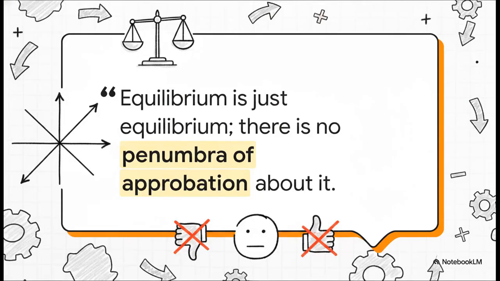There is this fantastic quote from the British economist Lionel Robbins that hits the nail on the head. He said, "Equilibrium is just equilibrium. There is no penumbra of approbation about it." Now, this sounds a bit academic, right? But what he means is incredibly important for our analysis. Equilibrium is completely impartial. It isn't inherently good or bad. There's no moral judgment here. We just treat it as an objective, natural tendency of market forces trying to balance themselves out over time.